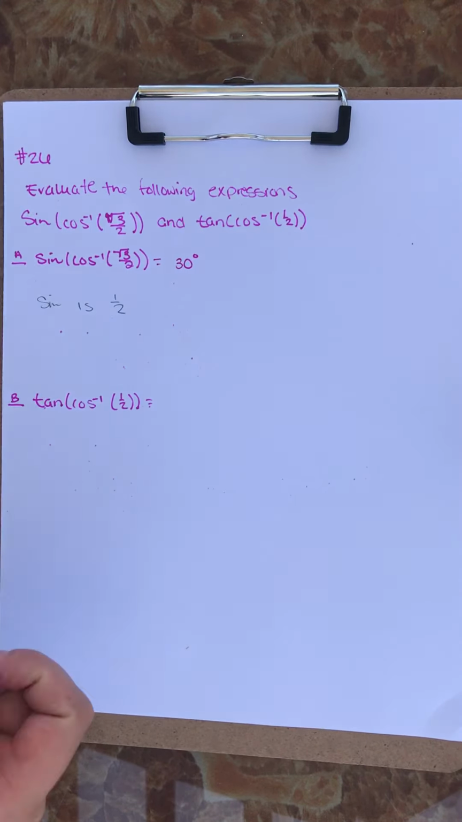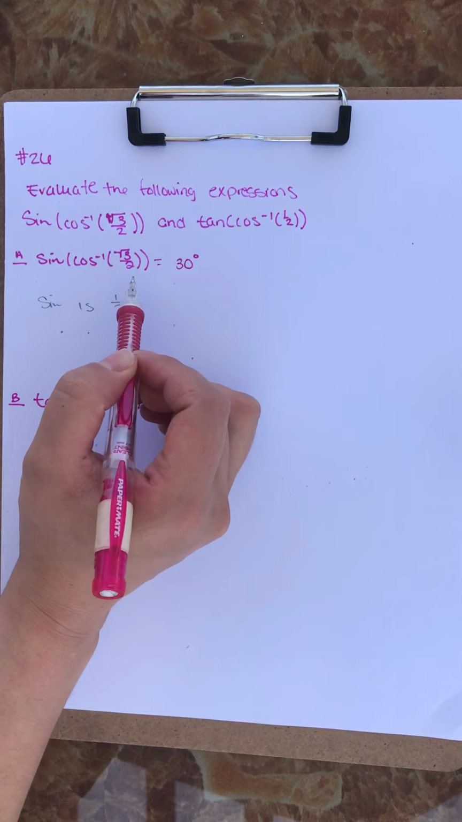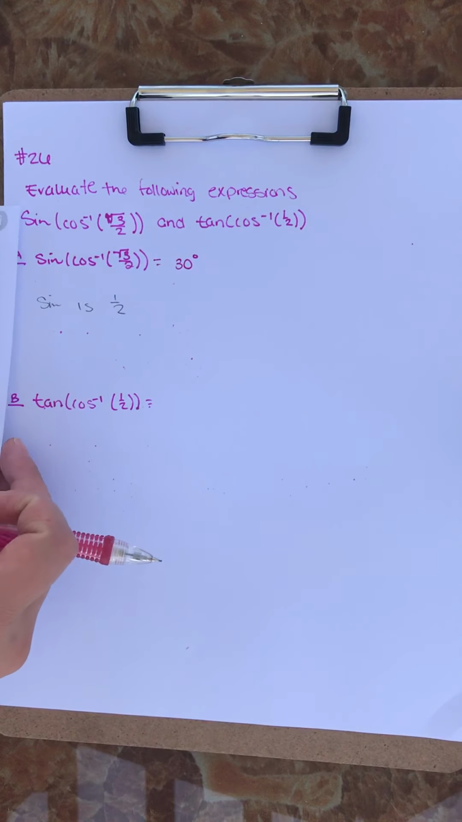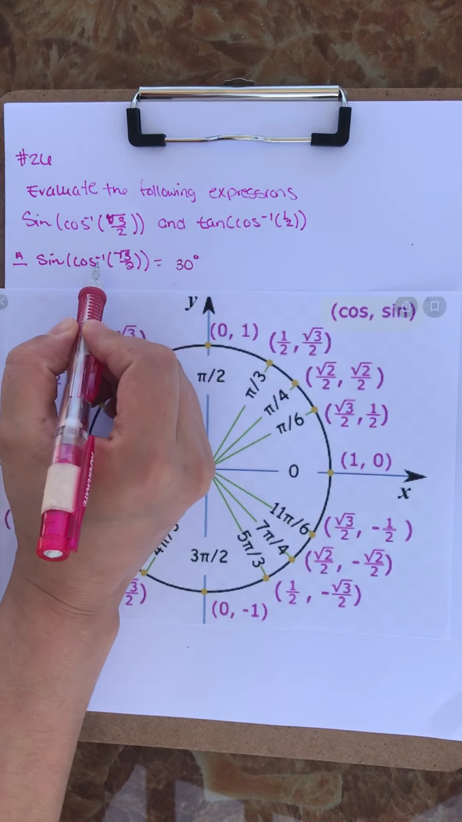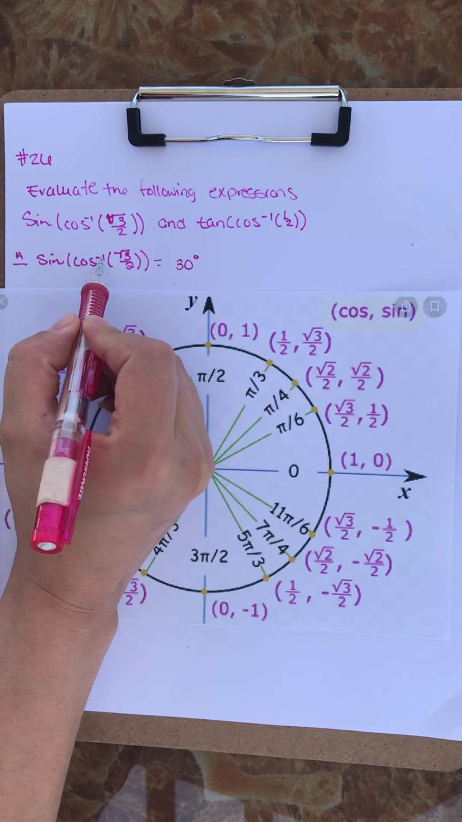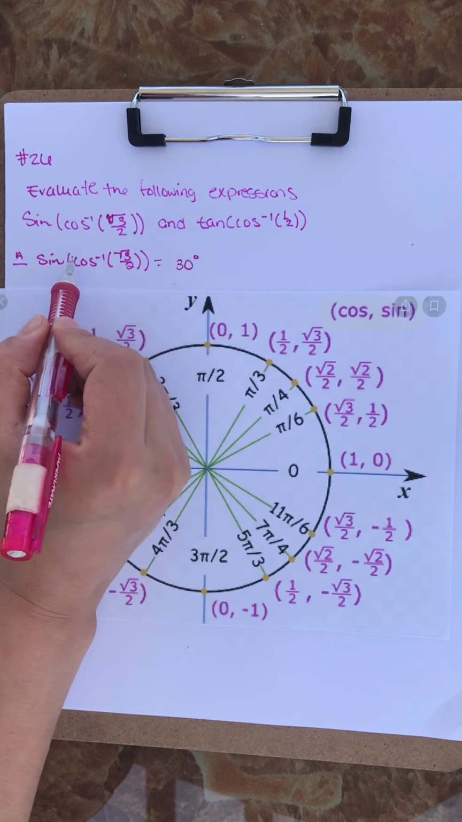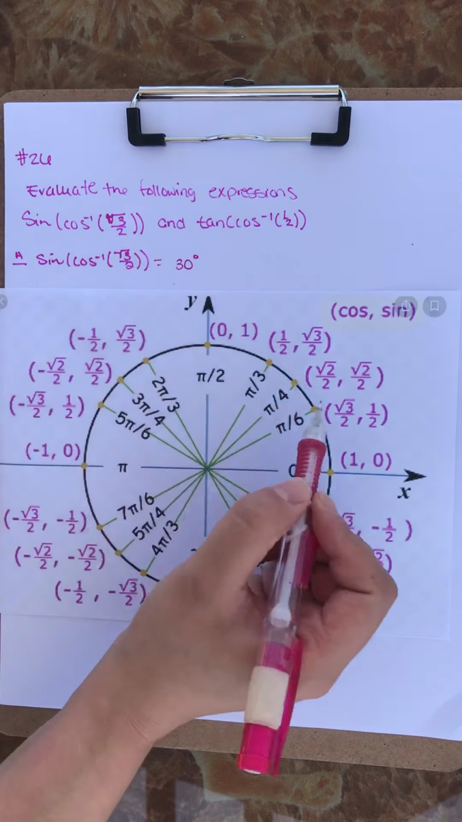So for this first part, sine of cosine's inverse of square root of 3 over 2, it was pretty simple. I first used a calculator, but I also went to the unit circle. Because we're looking for the inverse of cosine, I went clockwise and I found what sine's value was when cosine's inverse was the square root of 3 over 2.